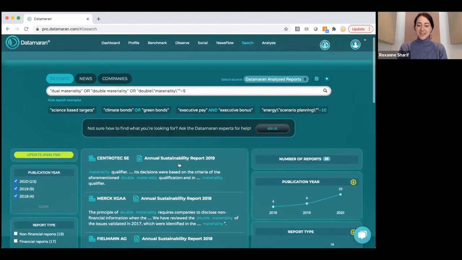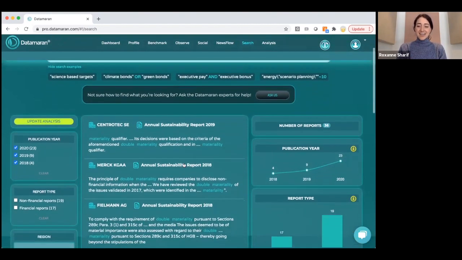So the results we can see here, perhaps not so surprising, a significant increase in companies mentioning double or dual materiality in their disclosures. As Matt mentioned, in 2019, when the Non-Financial Reporting Directive published their guidelines, since then the number of companies has increased, and we expect that number to increase in the coming years.